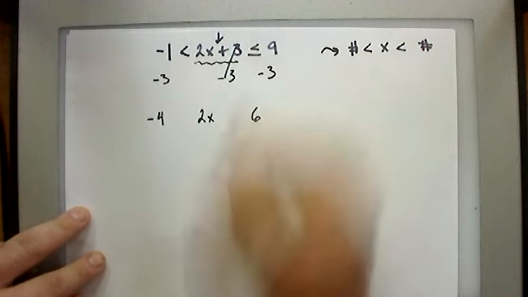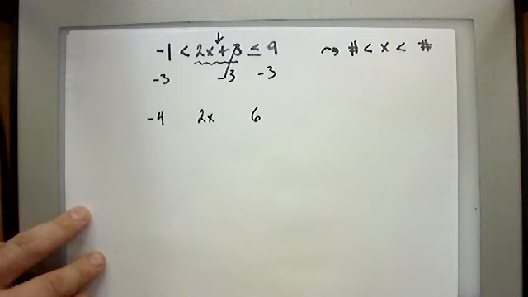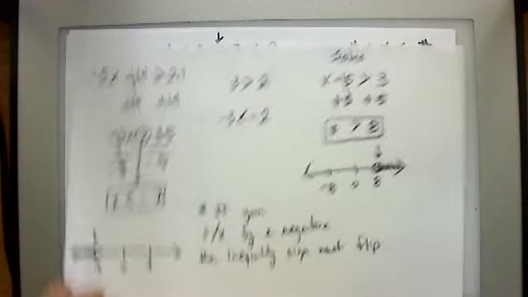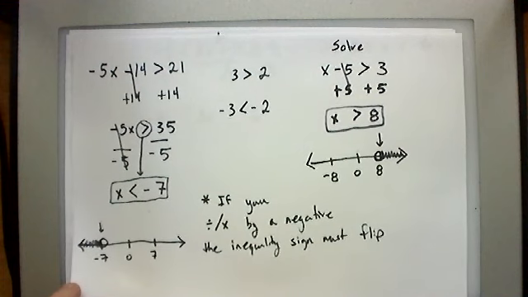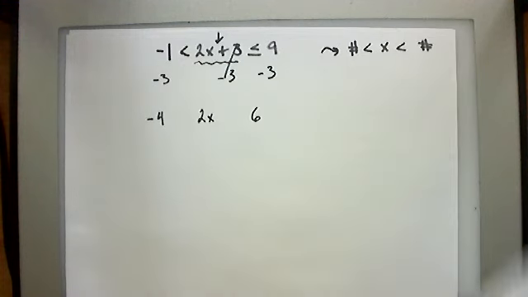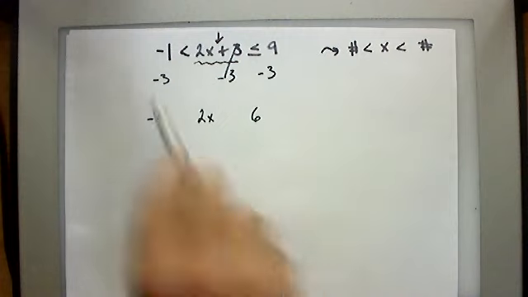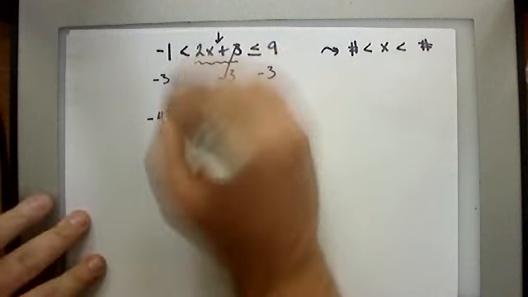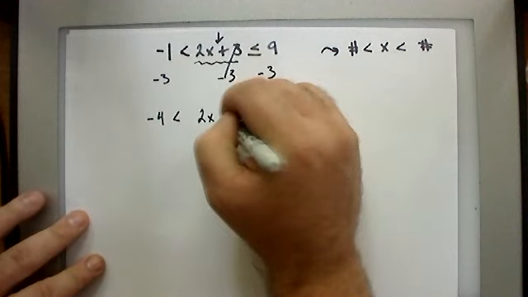Now here's the question. Should the inequality signs flip? Remember what we said just a minute ago. We said if you divide or multiply by a negative, the inequality sign must flip. Well, I didn't divide, did I? There is a negative, right? I subtracted 3 from both sides, or all three sides rather, but I did not divide by a negative. There is a negative, but it's a subtraction. So because we didn't divide by a negative, the signs just stay the same.